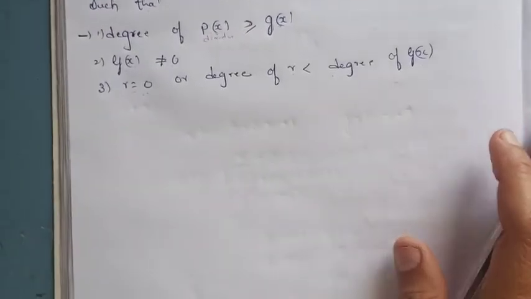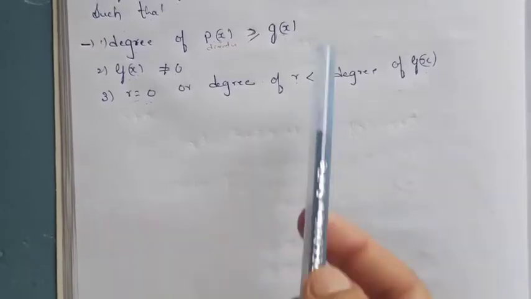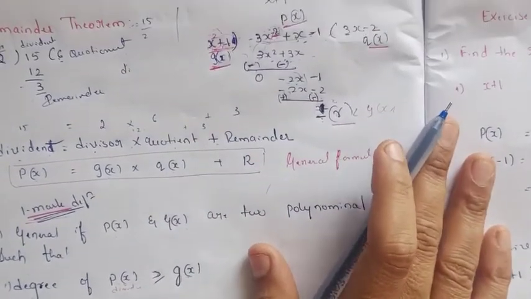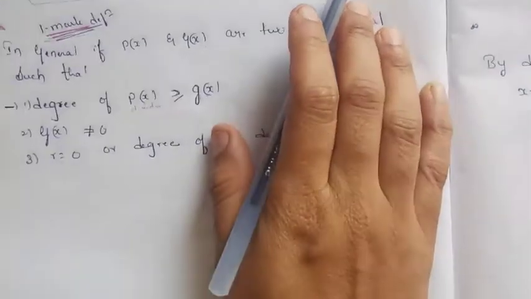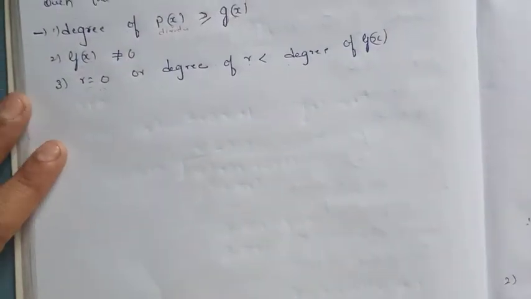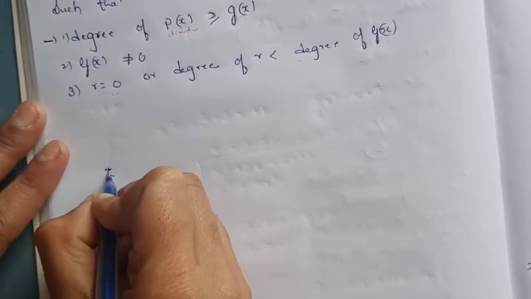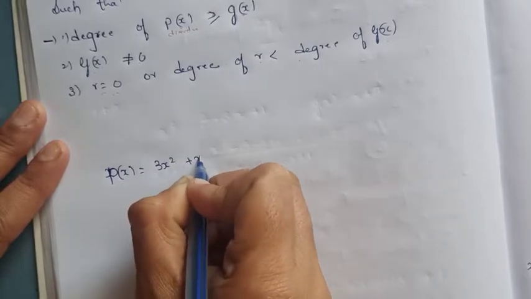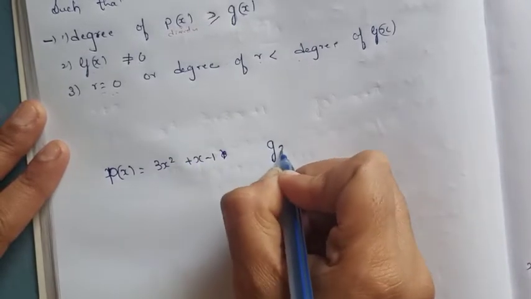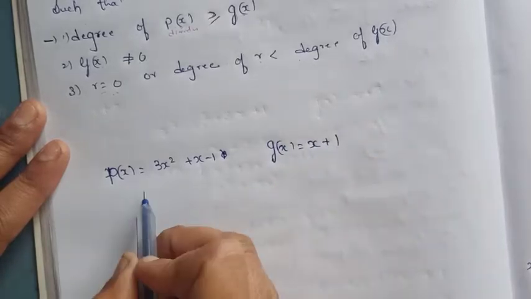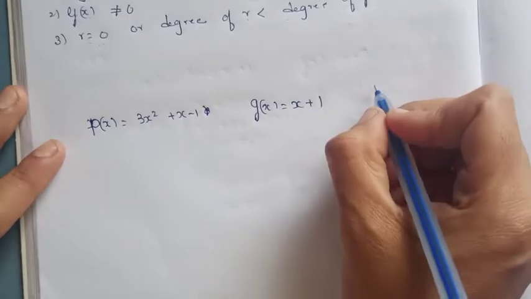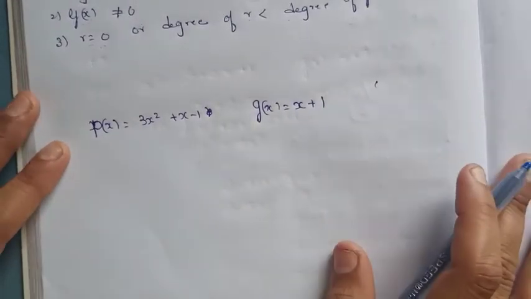Dear students, when I ask you to find the remainder of this equation for 1 mark, you should not go with this long division. There is one trick. Here p of x is 3x square plus x minus 1, and g of x equals x plus 1. When I ask what the remainder is, in objective type or fill in the blanks, you should follow this method.